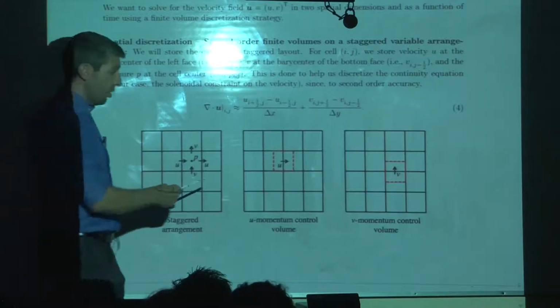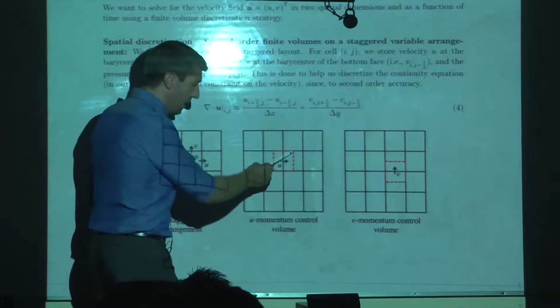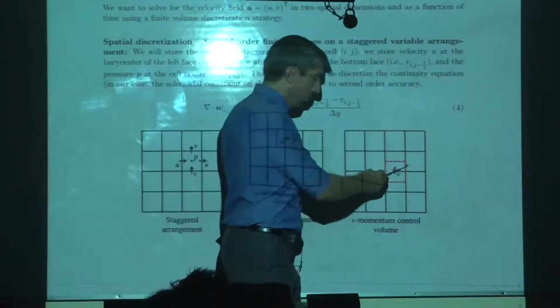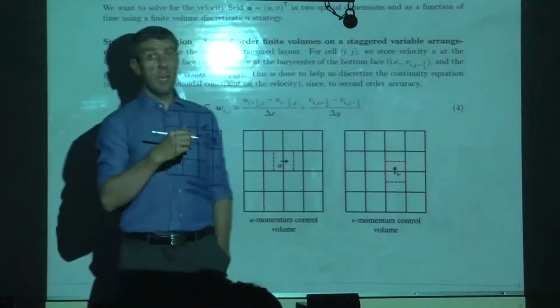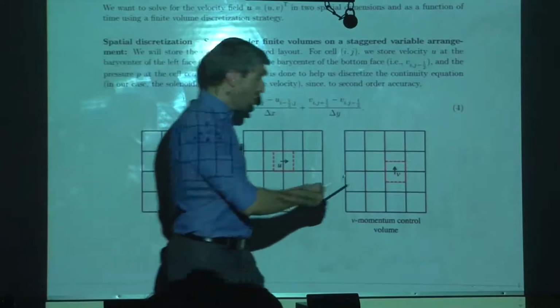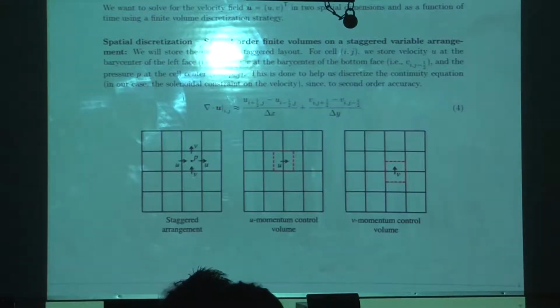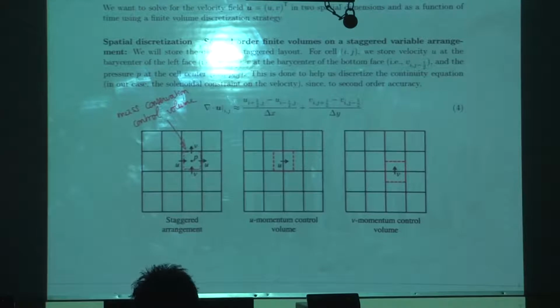For our U momentum conservation, it will be that shifted control volume centered on the X face of the cell. And our control volume for the V momentum conservation is going to be that shifted control volume centered on the Y face of the cell. So this is our mass conservation control volume.